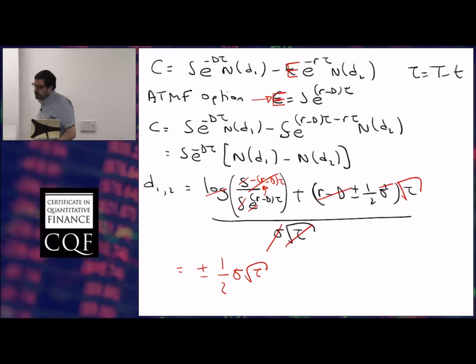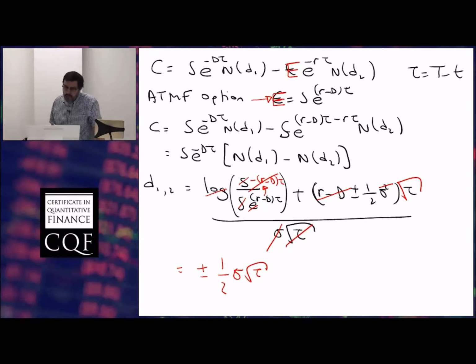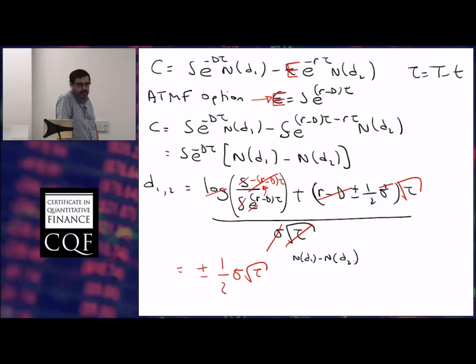So I'll wait for you to, I actually might be able to squeeze some more on this page, so let's try and do that. Now, N(d1) minus N(d2), what does that become? Now, before we can do that, what we need is, we're talking about this approximation is only available close to expiry.